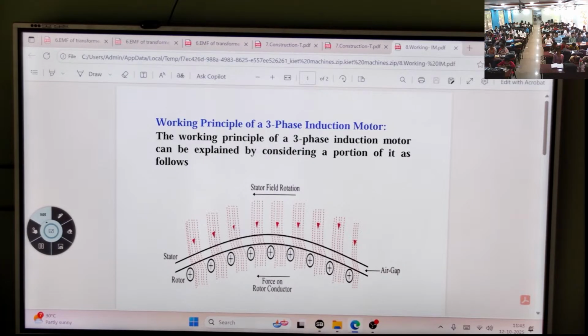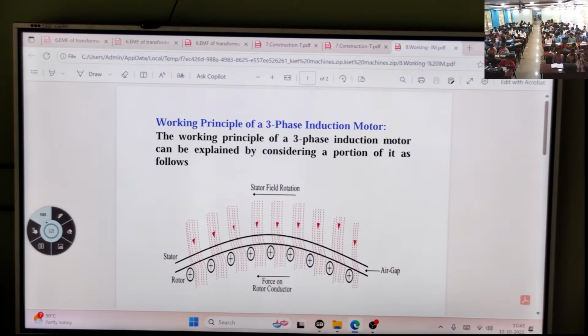Hello, shall I start? Okay. So induction motor. Induction motor. Okay.